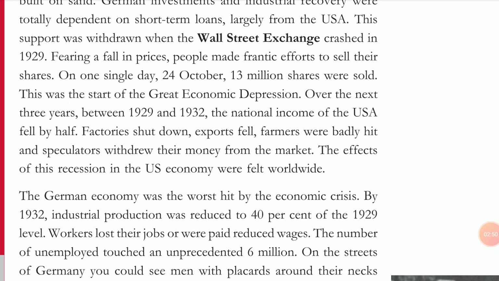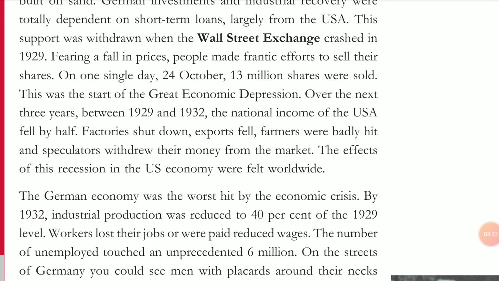Over the next 3 years, between 1929 and 1932, the national income of the USA fell by half. So this was the beginning of your Great Economic Depression. The Great Economic Depression came in the USA, where the national income of the USA reduced to almost half. Just imagine how much loss there must have been if national income reduced. That clearly means that people have lost their jobs.